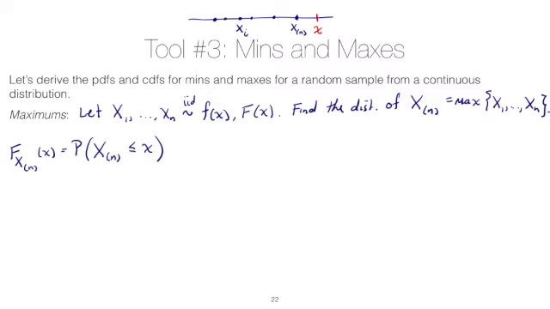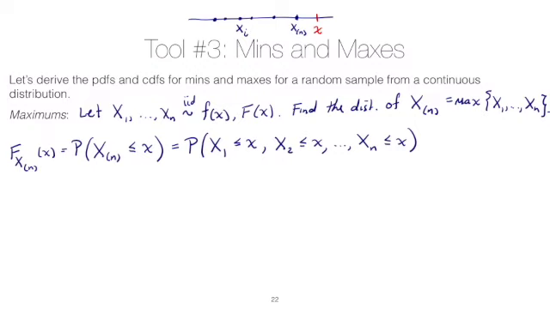That tells us really that if the maximum value is less than little x, then every other value is less than little x. So this should be equivalent to saying that x1 is less than or equal to little x, and x2 is less than or equal to little x, and so on, up through xn is less than or equal to little x.